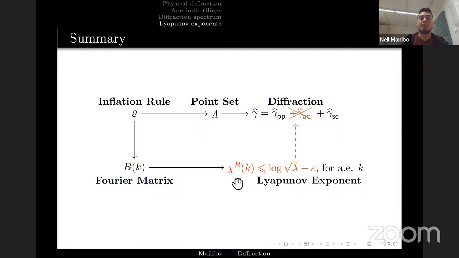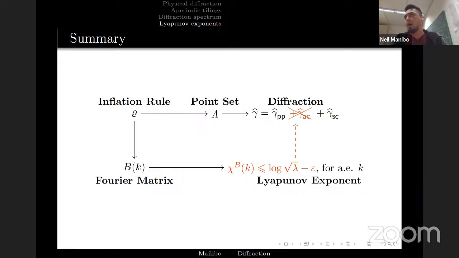And the result which I have just told you is that if this Fourier matrix is bounded from above by log root lambda for almost every parameter k, then you don't have this second component in the diffraction. So this is one criterion which allows one to exclude absolutely continuous components. So there are still lots of open questions regarding this.